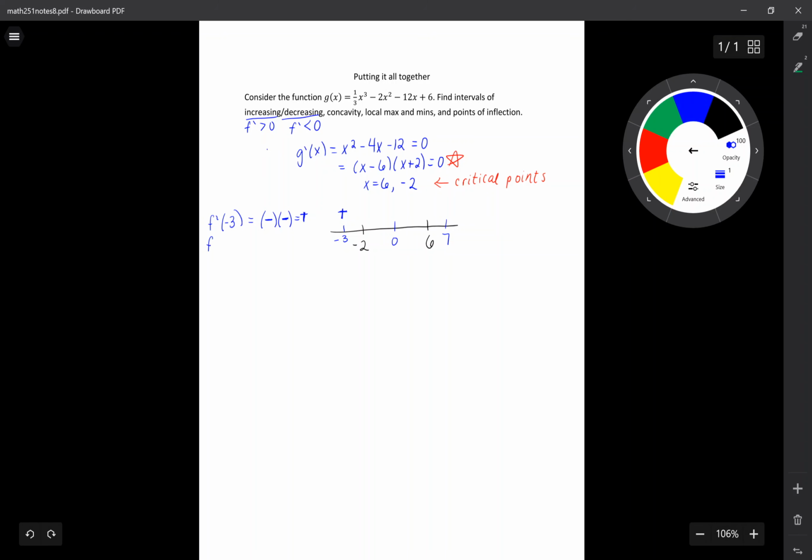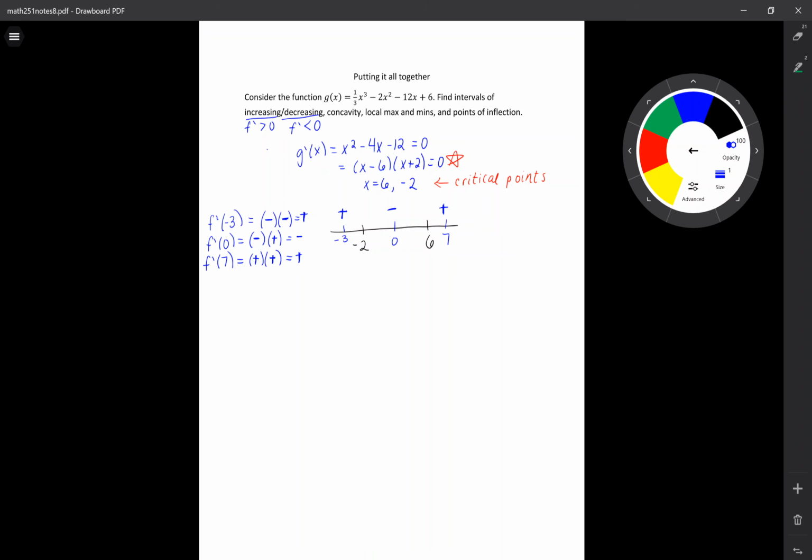Now if I plug in 0, g prime of 0 is equal to 0 minus 6 is negative, 0 plus 2 is positive. So this is negative. Our function is decreasing from -2 to 6. And finally, g prime of 7 is equal to 7 minus 6, which is 1, positive, and 7 plus 2, which is positive. So this is positive. Our function is increasing from 6 to infinity.